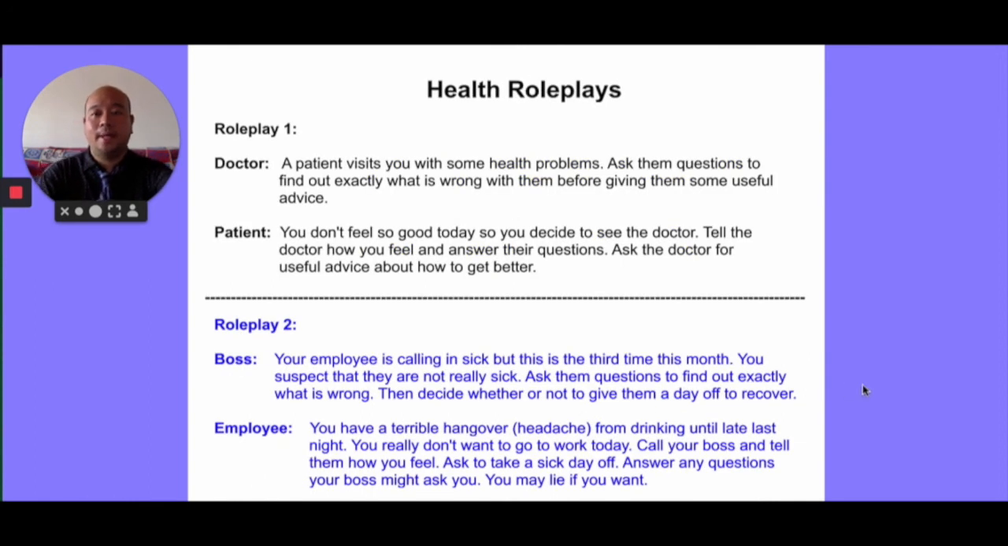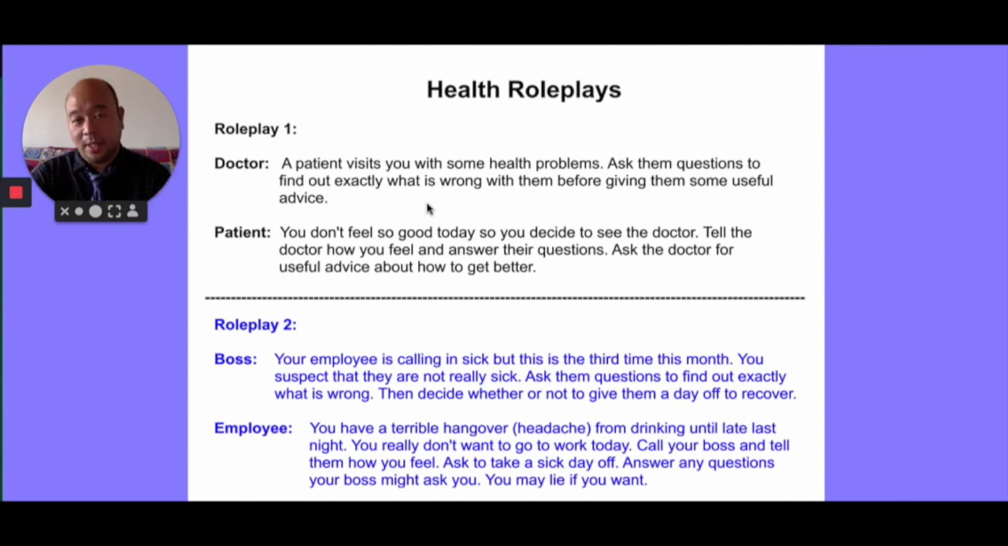Okay, now here are some role plays that you can try with your partner. So we've got 2 role plays, right? The first one is between a doctor and a patient. Let's just read out the description here. So the doctor, whoever is the doctor, a patient is coming to visit you with some health problems. What you need to do is to ask them some questions to find out exactly what is wrong with them. And then once you have all of this information, you can give them some useful advice.